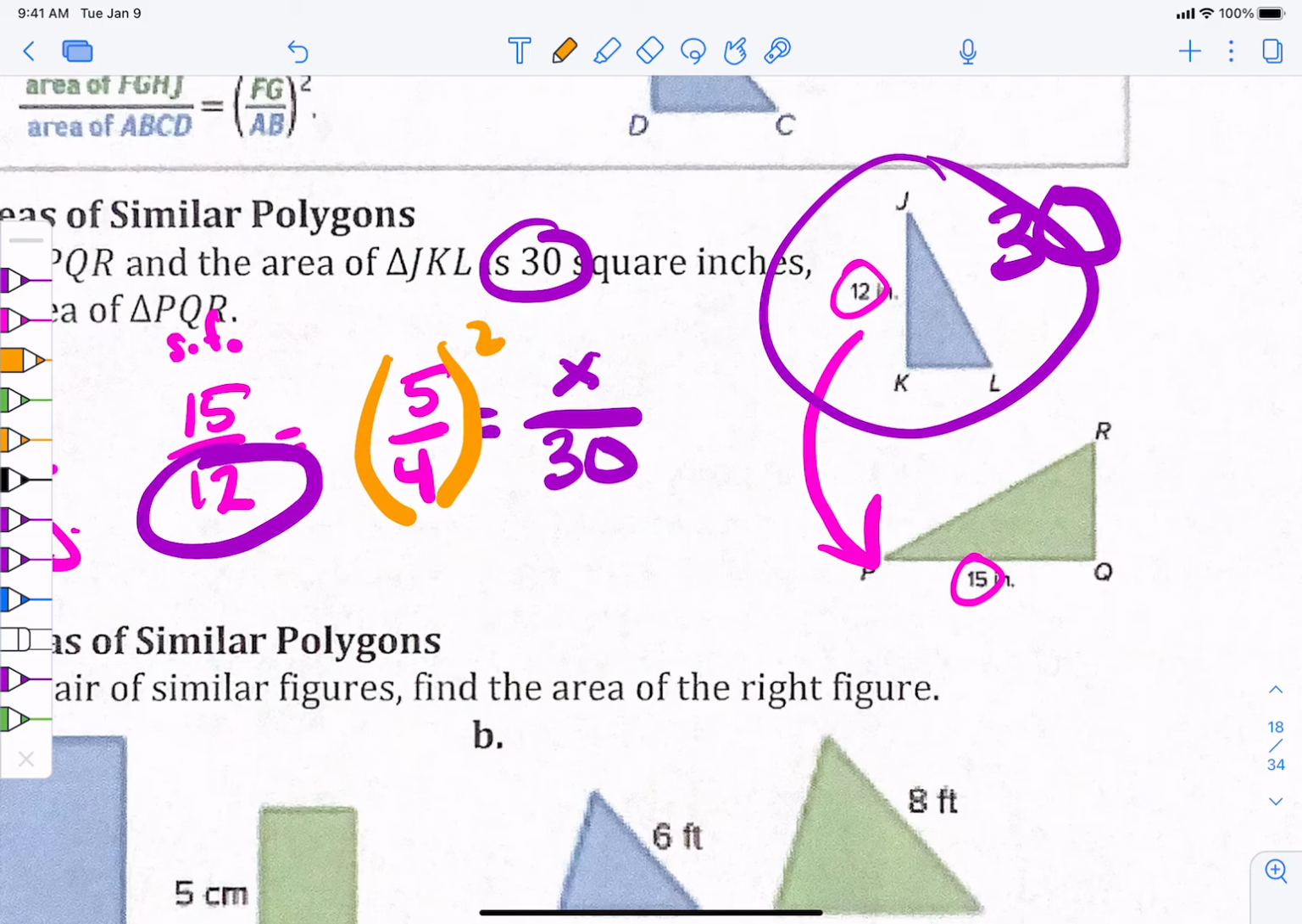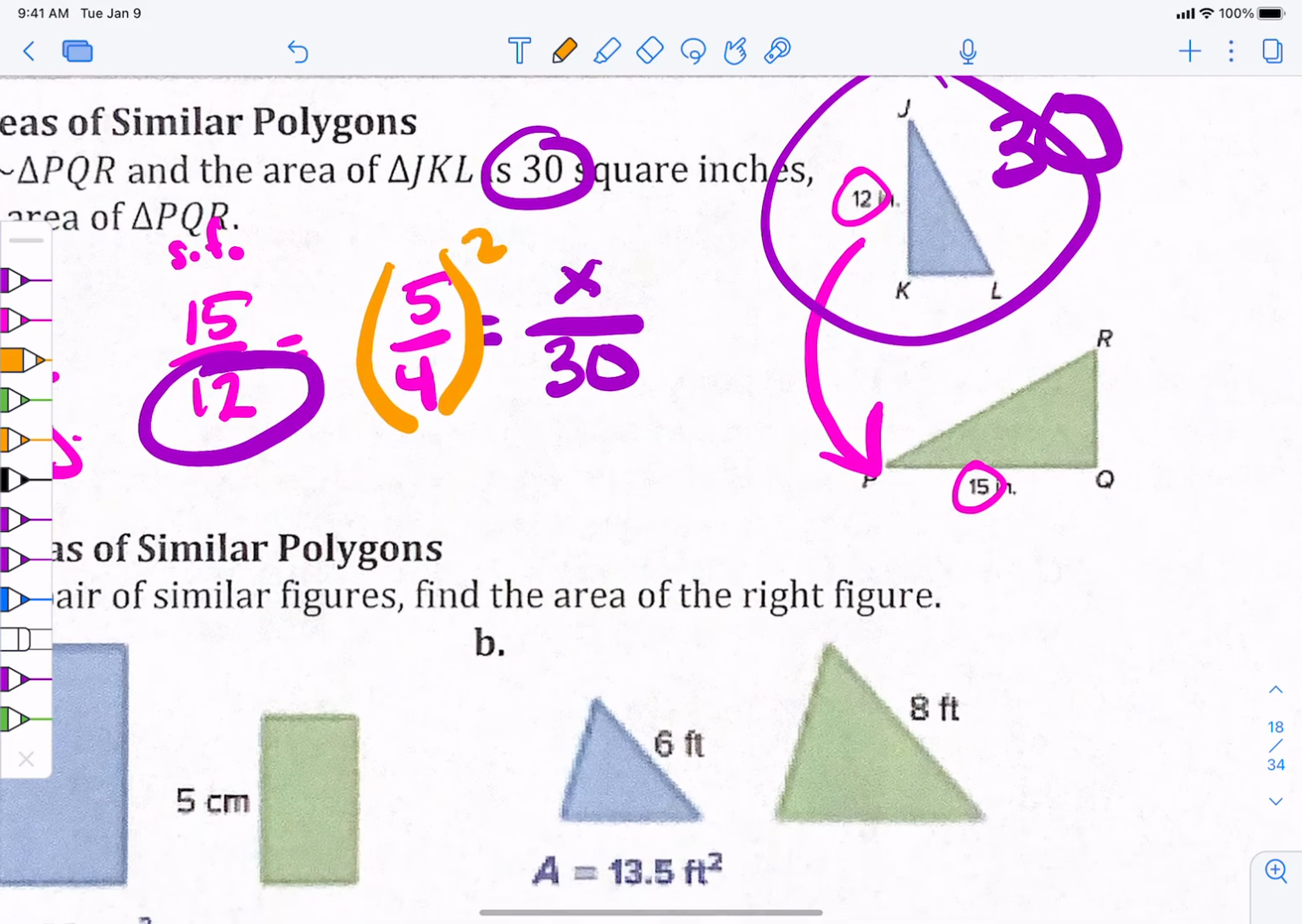If the hypotenuse was 30, then you would do just that over that, not over that. But since we're doing area, we have to square it.